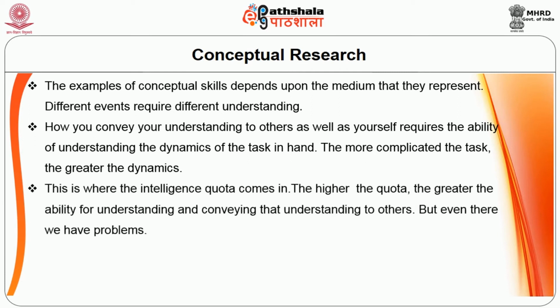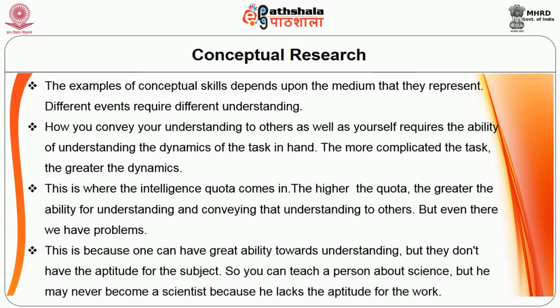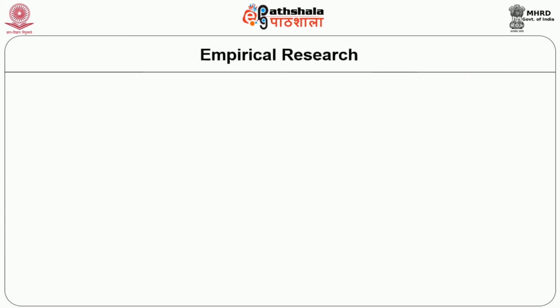This is where the intelligence quota comes in. The higher the quota, the greater the ability for understanding and conveying that understanding to others. But even there, we have problems. This is because one can have greater ability towards understanding, but not have the aptitude for the subject. So you can teach a person about science, but he may never become a scientist because he lacks the aptitude for the work. Next type is empirical research.